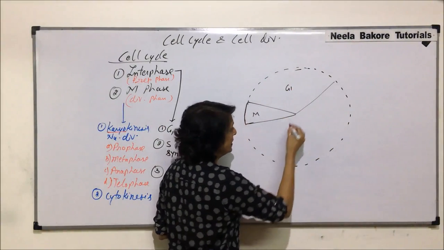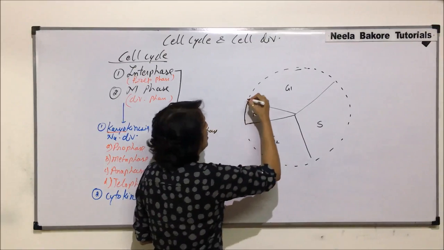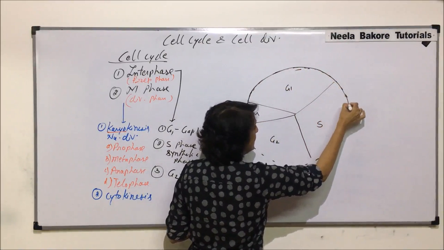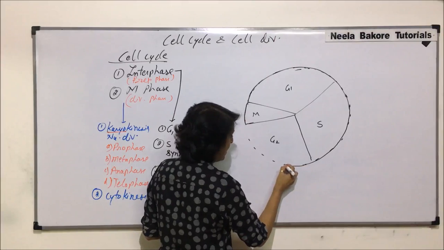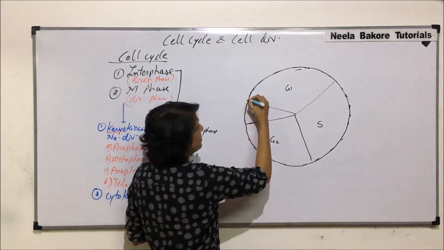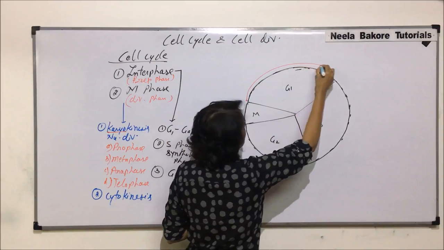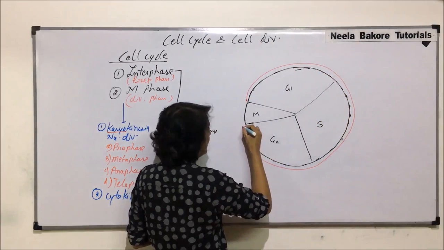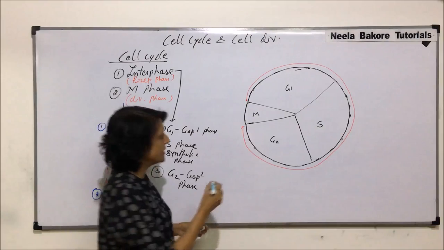This is G1, then is S and G2. So if we have to represent this cell cycle in all these phases, then we'll have to label it like this. The things which are going to start from here, this point, including G1, S, G2, that means till here. What is going to happen is preparation, and that phase is known as interphase.